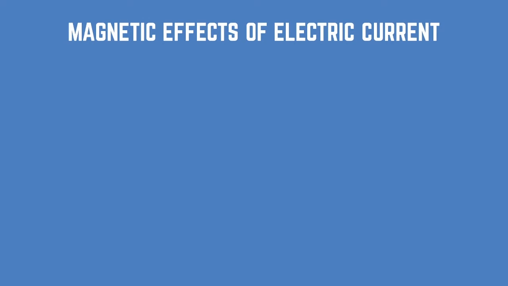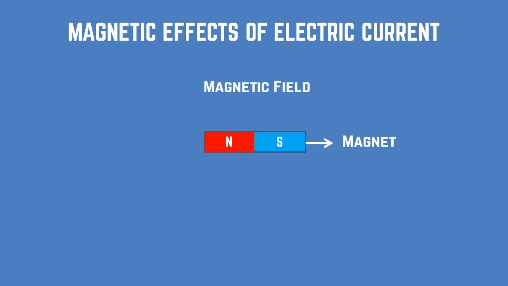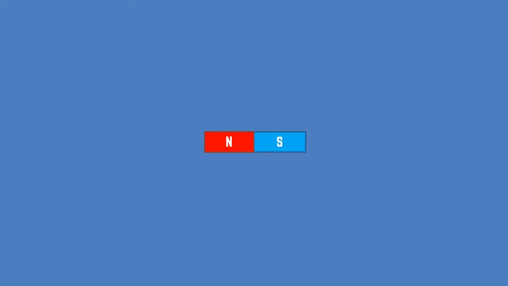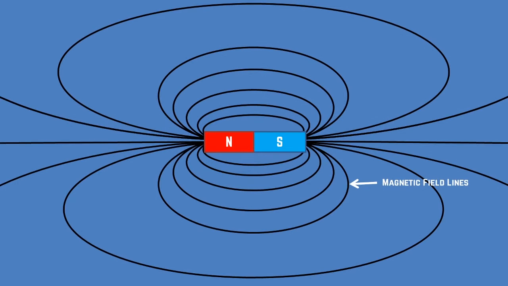In this video, we are going to cover the magnetic effects of electric current. Magnets are substances which have the ability to create a magnetic field around them. A magnetic field is the region surrounding a magnet in which the force of a magnet can be detected. Magnetic fields are denoted by imaginary lines called magnetic field lines.